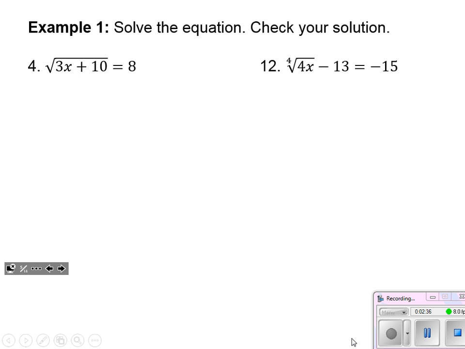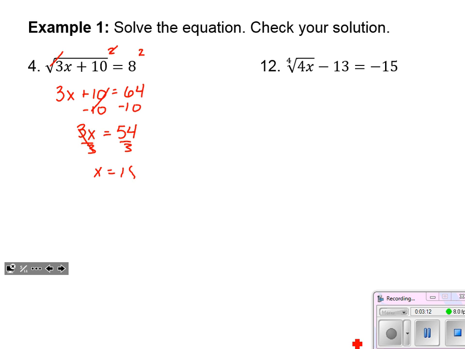So here we have the first example, solving each equation and of course checking our solution to make sure it works. Number 4, here our radical is already isolated. It is a square root, and since it's already isolated on the left-hand side, I can immediately jump into squaring both sides in order to eliminate that radical. So I end up with the equation 3x plus 10 equals 64. And if we subtract 10 from both sides, and this is Algebra 1 work right here, we get 3x equals 54. Divide both sides by 3.